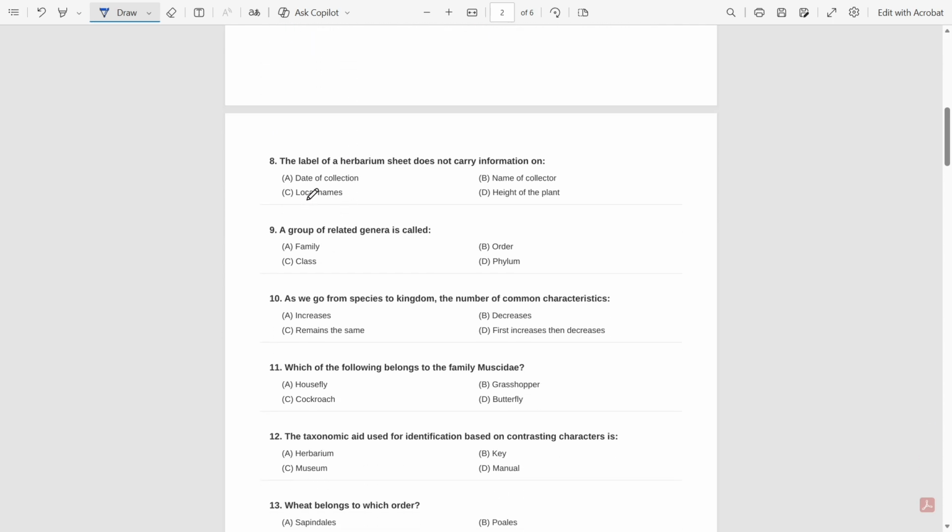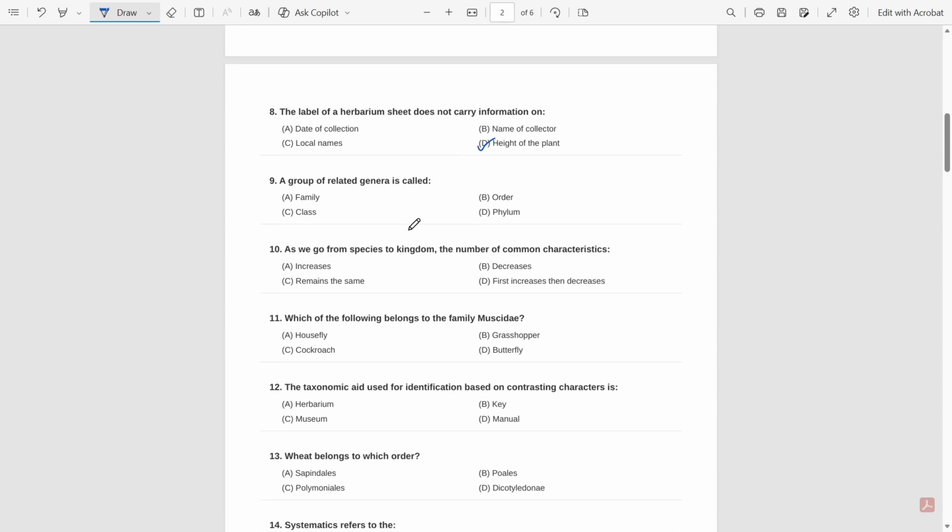8. The label of a herbarium sheet does not carry information on A. Date of collection. B. Name of collector. C. Local names. D. Height of the plant. The answer is D. Why? Herbarium labels focus on identification and collection data, not variable physical traits like height.